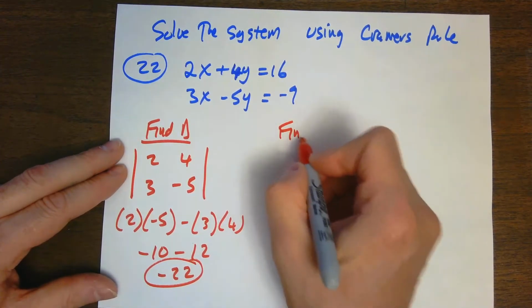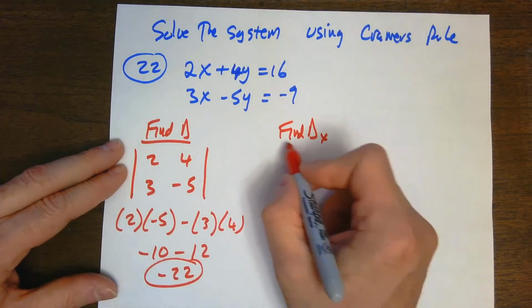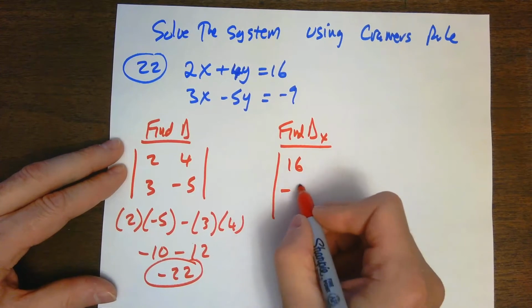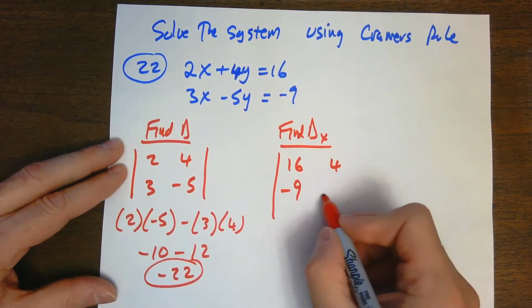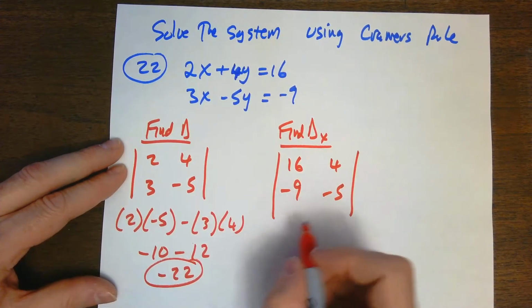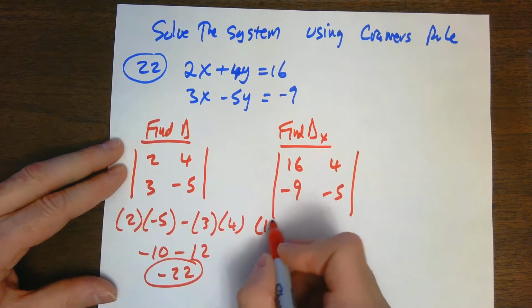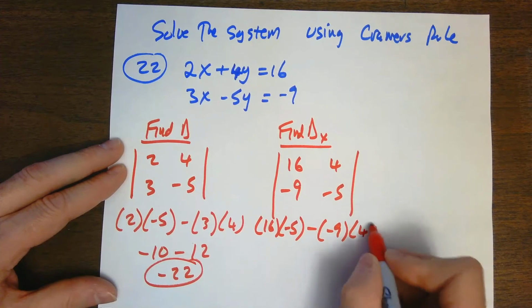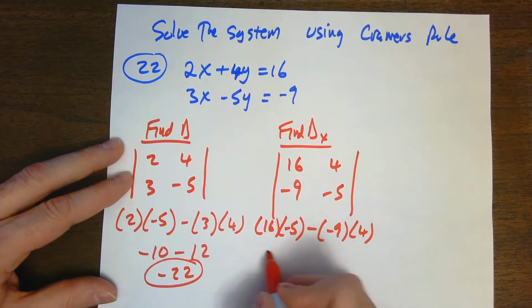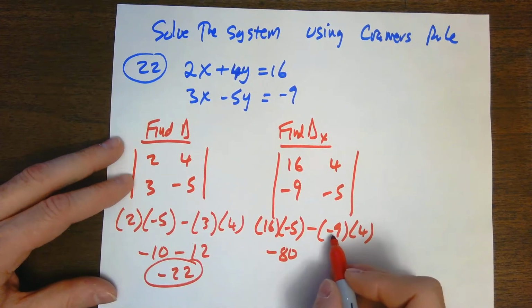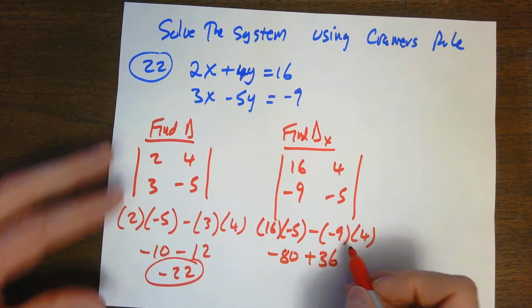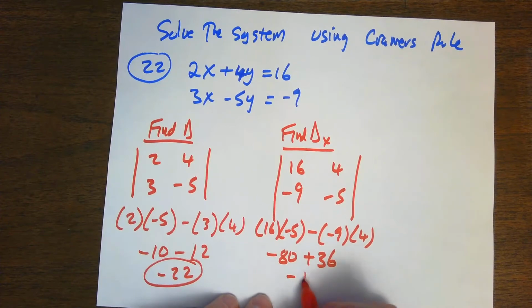Now I'm going to find the determinant with the x's replaced. So instead of the x's, I'm going to put the 16 and the negative 9, and then 4 and negative 5 for the y's. So 16 times negative 5 minus negative 9 times 4. 16 times negative 5 is negative 80. Negative of negative is a positive. 9 times 4 is 36. So that's what? Negative 44.